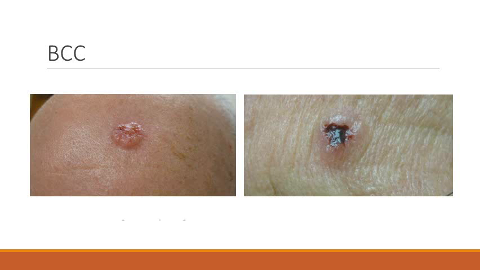In this slide, we have two pictures of basal cell carcinoma. The first to the left shows a dome-shaped, shiny bump. The second to the right shows an ulcerated depression that has some blood in the center.